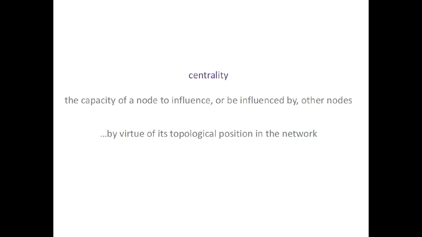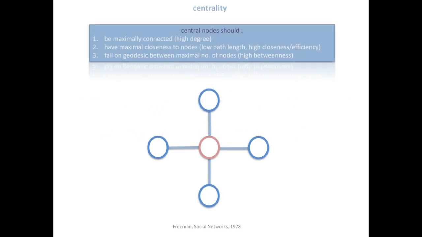There are lots of different measures of centrality that have been defined, and lots of different ways of thinking about centrality. A nice heuristic way of approaching this area is to borrow an idea from Freeman, published in 1978, where he said all these different measures of centrality really come down to three core aspects of what a central node should look like.